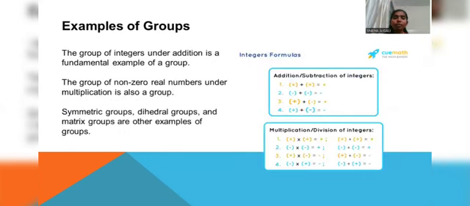Next up, we have some examples of groups. The group of integers under addition is a fundamental example of a group. Then we have the group of non-zero real numbers under multiplication, which is also another example of a group. Then symmetric groups, dihedral groups, and matrix groups are some other examples of groups.